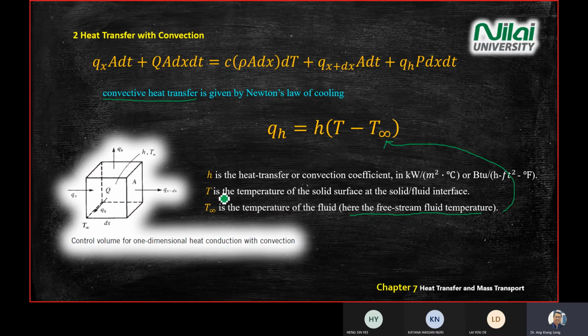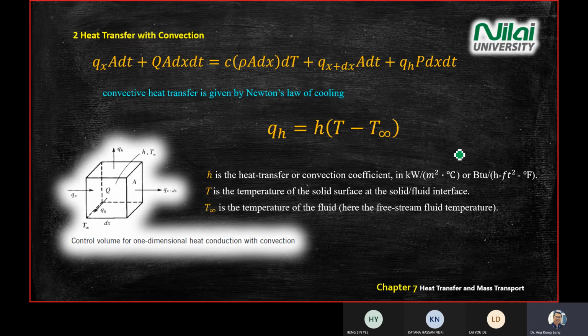Then what is the T? T is the temperature of the solid surface. So it means we look at the cube. What is the temperature of this area A here? All right. So you need to be careful: what is the difference between T and T infinity? T is the solid surface, infinity is the fluid. Normally we will not use the fluid, but if you see a free stream fluid temperature, it means straight away you are having a convection scenario. So it's quite straightforward, as long as you know how to look for the keywords in the scenario or the question.